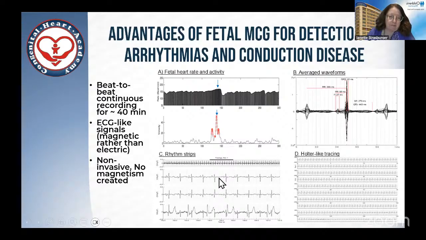You can see in the bottom left the rhythm strips that we get. We usually tend to leave the mom's EKG on the lower rhythm strip just so we can differentiate what's baby and what's mom. We do the signal averaging in order to make our measurements for the cardiac time intervals.